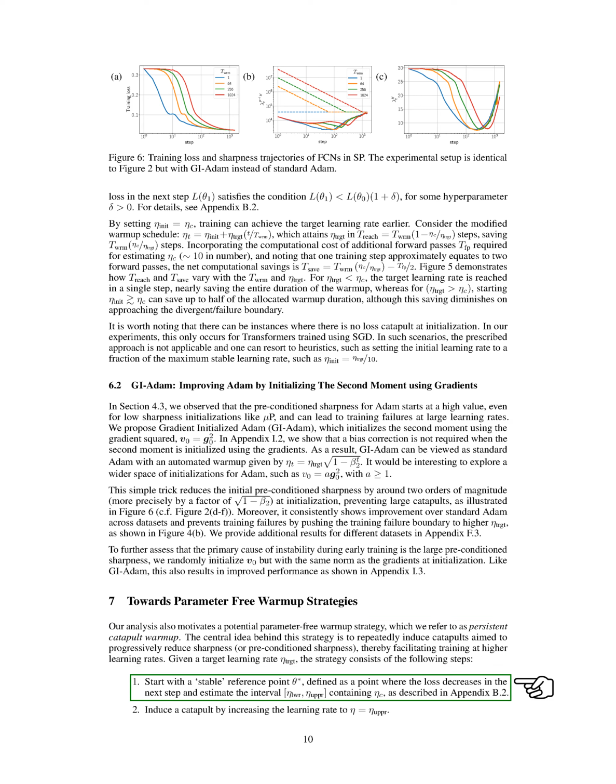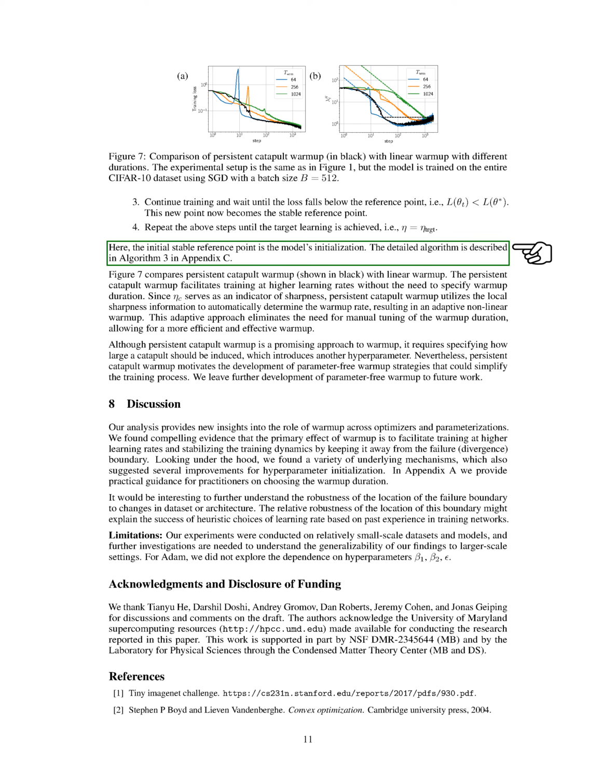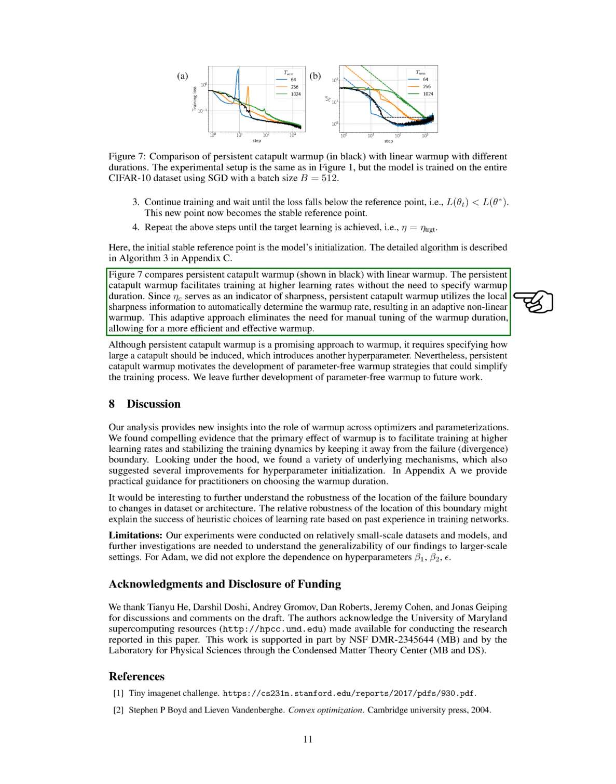The strategy involves starting at a stable reference point and estimating a range containing a critical learning rate. Then, a catapult is induced by increasing the learning rate to the upper limit of this range. Training continues until the loss drops below the reference point, at which the new point becomes the reference. This process repeats until the target learning rate is reached. The initial stable reference point is the model starting point. The persistent catapult warm-up allows training at higher learning rates without a set warm-up duration.